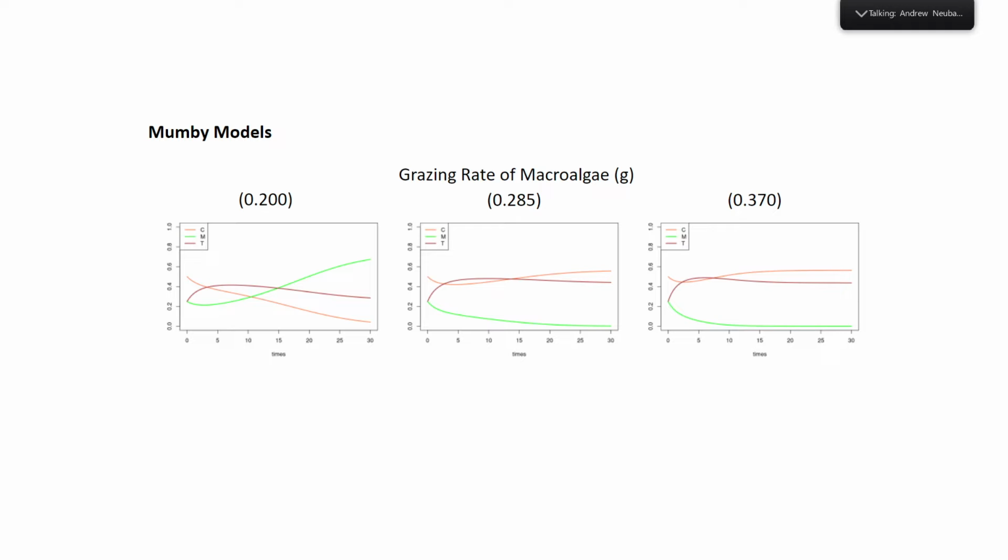And then for the final graph on the right side, a grazing rate of 0.37 was used, the macroalgae dies out and the coral dominates, with the turf taking up the remaining portion of the system, and no matter the population sizes you have, the coral will always dominate and the macroalgae will always die out.